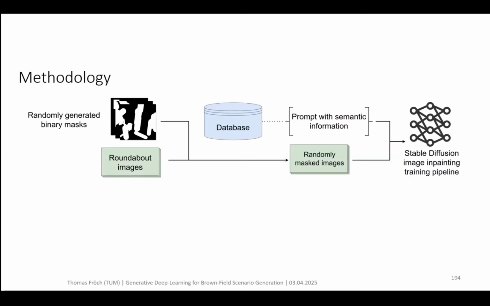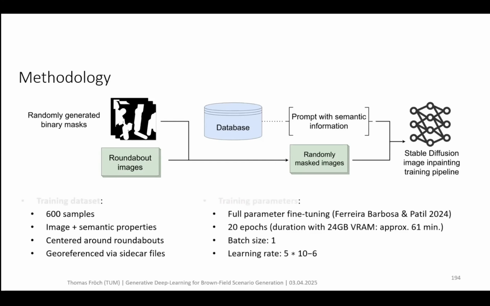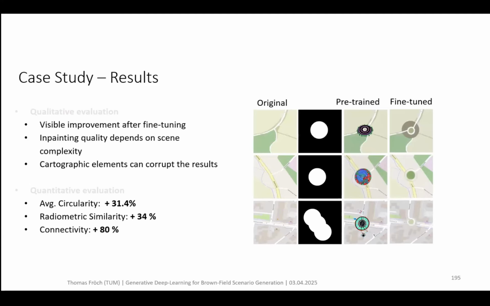My methodology is quite simple. I have my OpenStreetMap images, I have randomly generated masks and semantic information from OpenStreetMap data that I incorporate into a training pipeline to train the stable diffusion model. I won't go into detail because of time issues.